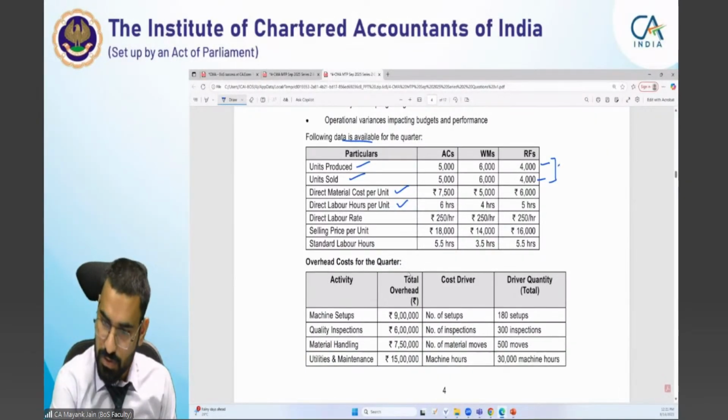This is for the question part. In real life scenario there is some opening inventory, there is some closing inventory, but for the question purpose there is no opening and the closing inventory.